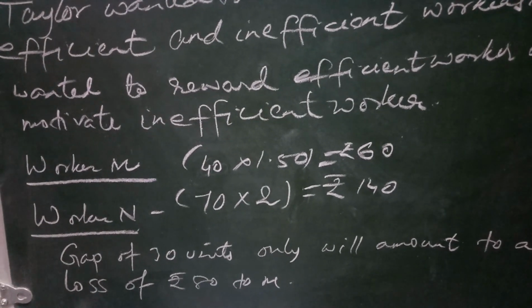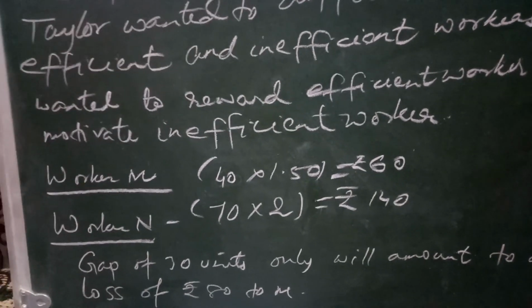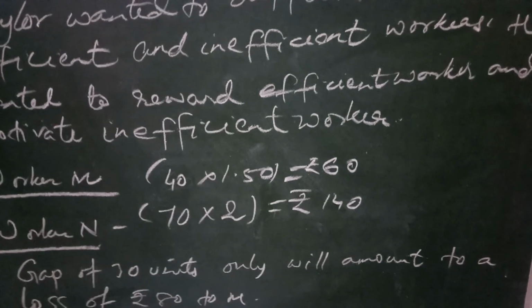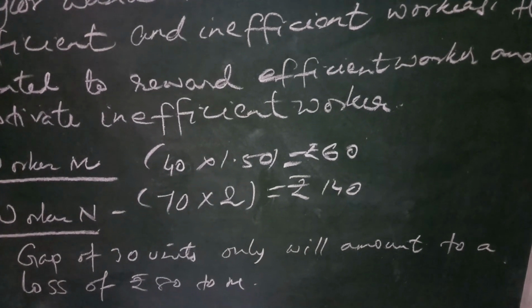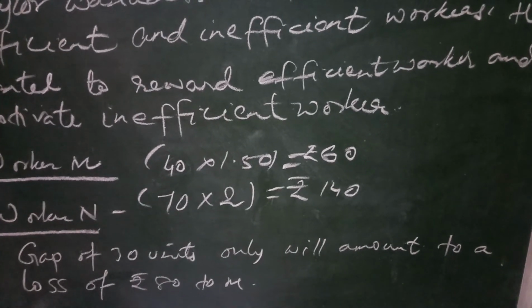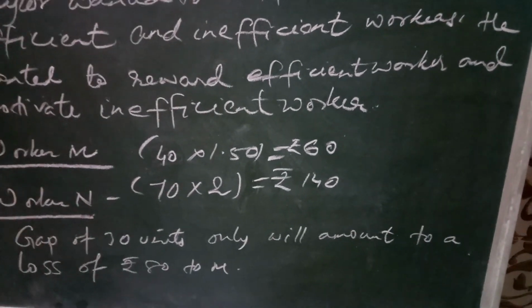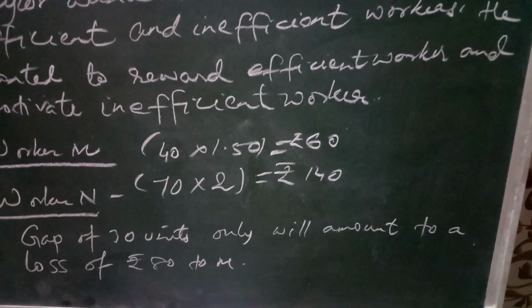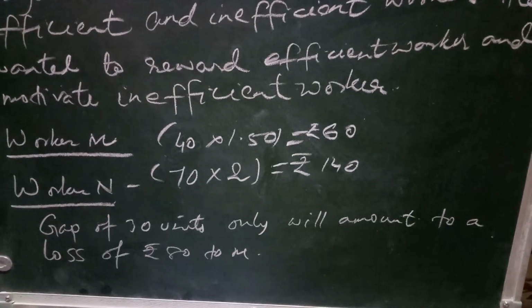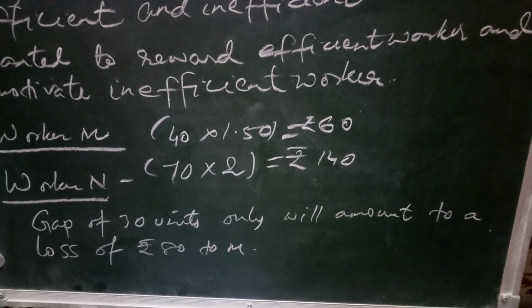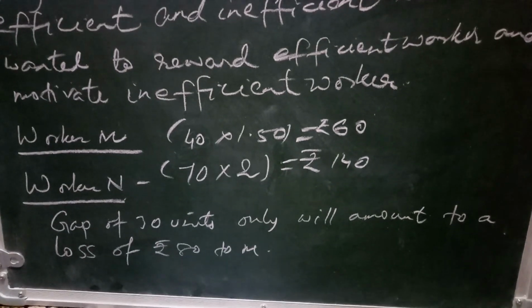Now we have two workers here, worker M and worker N. Worker M produces 40 units in a day. Because he is producing less than 50, he is getting 40 multiplied by 1.5, that is rupees 60. Worker N is producing more than 50 units, 70 units, and as per our question, 70 units multiplied by 2, he is getting 140 rupees. What is the difference? The gap is 30 units between worker M and N. Due to the gap of 30 units, worker M is having a loss of rupees 80. According to Taylor, this loss will be the strongest motivator for worker M to reach standard performance next time.